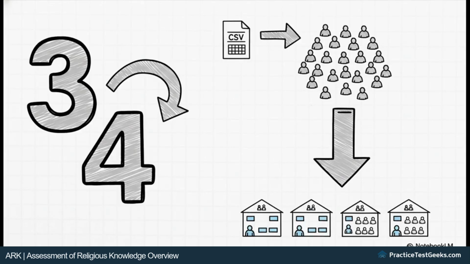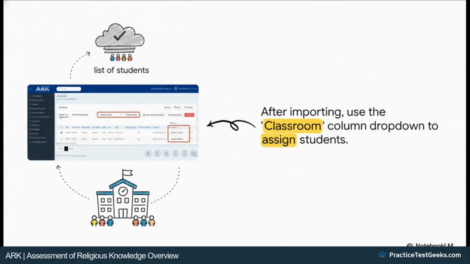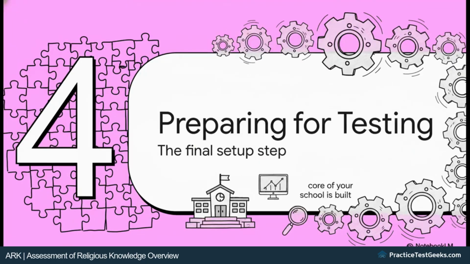All right, we're on a roll. Now we're going to be super efficient and combine the next 2 steps, importing all of your students, and then immediately assigning them to the classes we just created. So, after you import your student CSV file, you'll see this big list of all your students. Just look for the classroom column over on the right. From there, you can simply go right down the list and use the drop-down menu to pop each student into their correct class. It's really that simple. And look at that, the core of your school is already built.